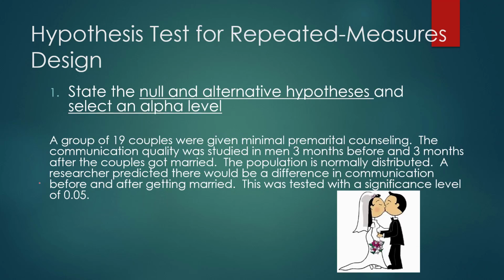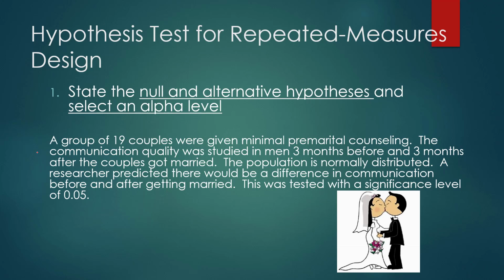So the first step we need to do is to state the null hypothesis and the alternative hypothesis. In this example, a group of 19 couples were given minimal premarital counseling. The communication quality was studied in men 3 months before and 3 months after the couples got married. In the population, it's normally distributed. A researcher predicted that there would be a difference in communication before and after getting married. This was tested with a significance level of 0.05.